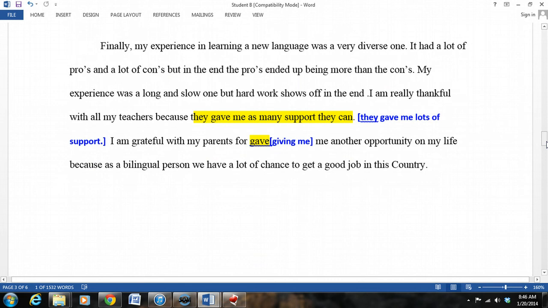Let's look at this. We have a wording error. The student wrote, "I am really thankful with all my teachers because they gave me as many support they can." Now that's probably an ESL error. Support is a non-count noun. It should be, they gave me lots of support. And I wrote the correct version here. "I am grateful with my parents for gave me another opportunity." For giving me is again another wording or verb error there.